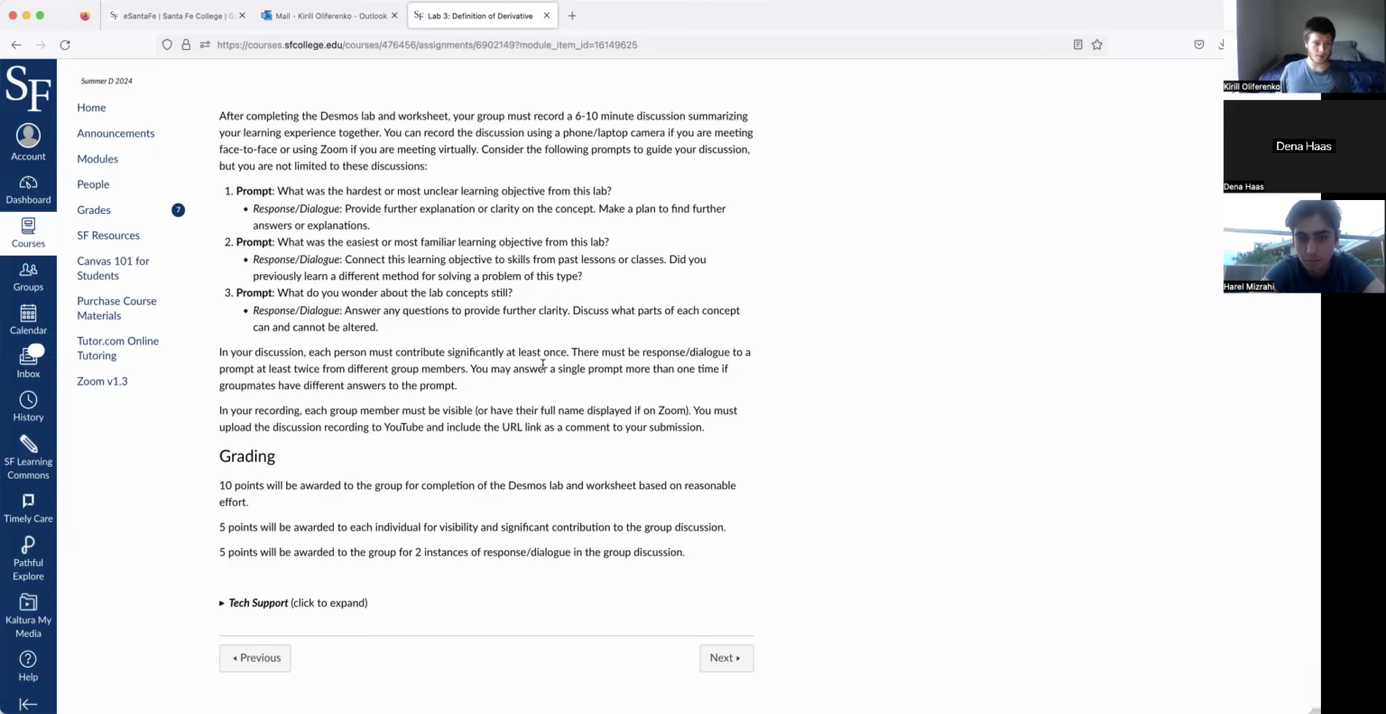Wonderful. And the third prompt: what do you wonder about the lab concept still? Well, for me, it was the h part. And now I'm also wondering what that's all about too. So that's my answer too. What I'm wondering is what we are going to further use this derivative with, and with what concepts are we going to apply it in later units? So, yeah. Integrals. So excited. Yes.